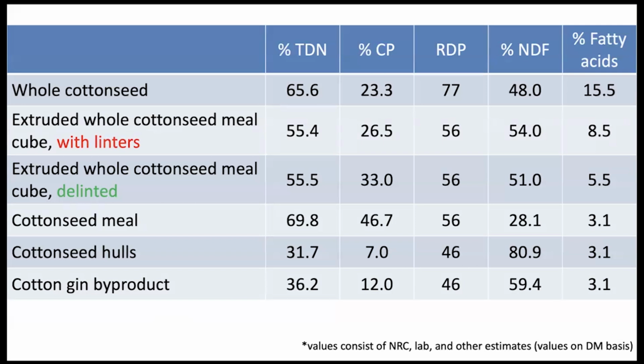If you're going to use whole cottonseed, you just got to realize it's low in TDN. Make sure you don't feed too much of it because you can get too much fat in the diet, which causes issues with fiber digestibility.